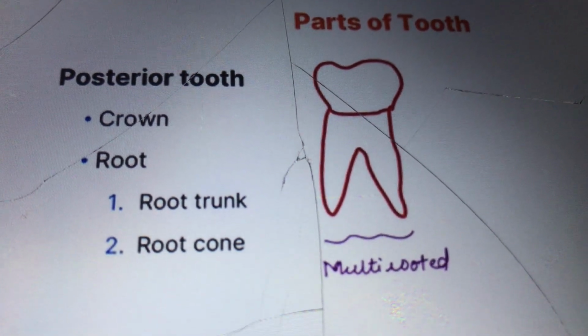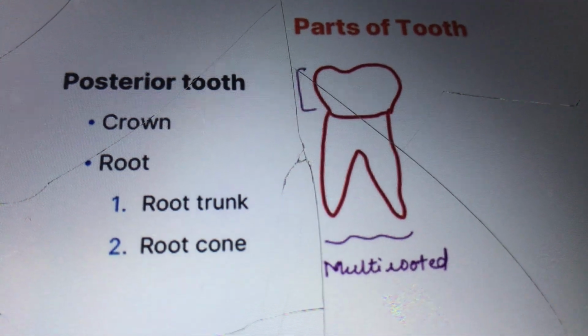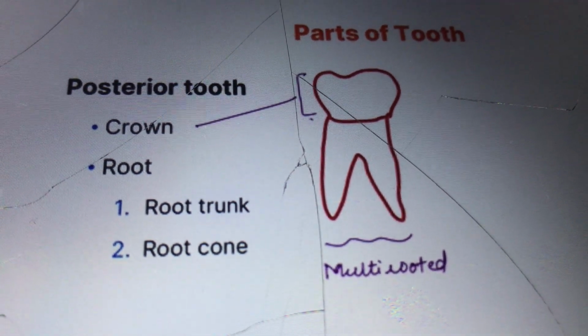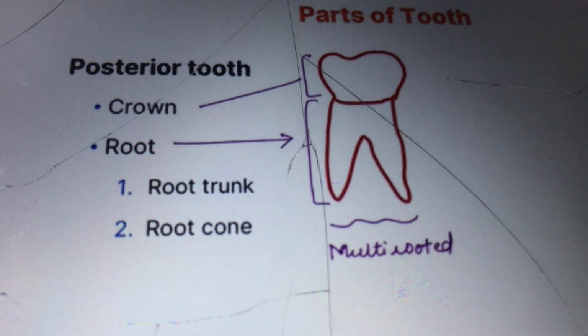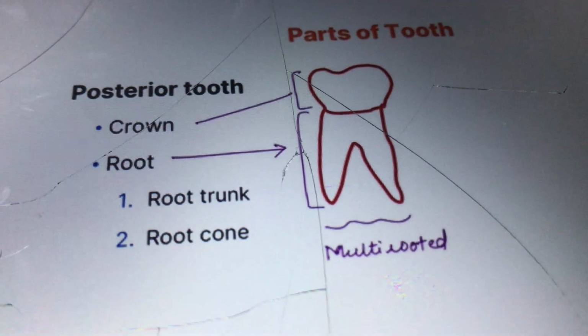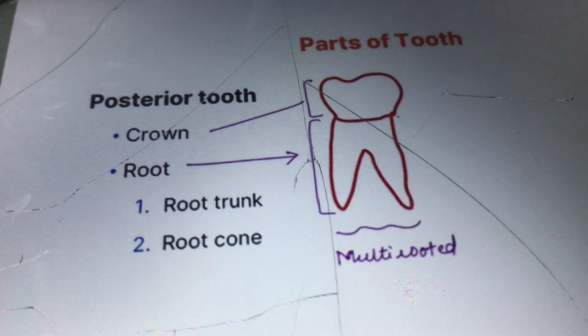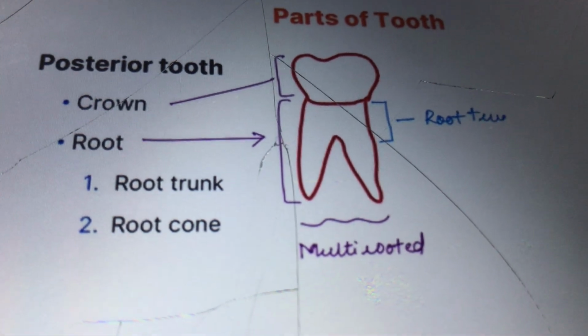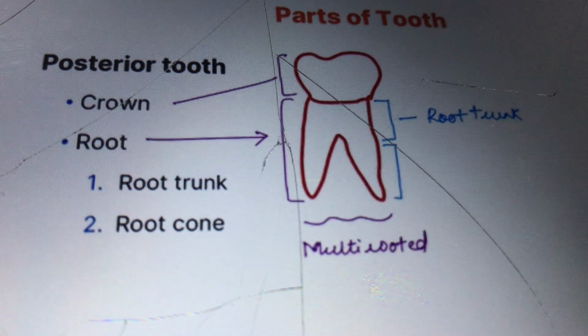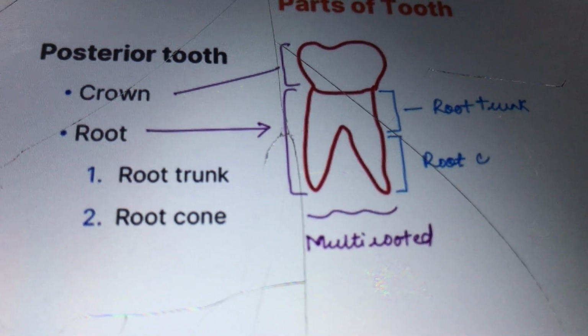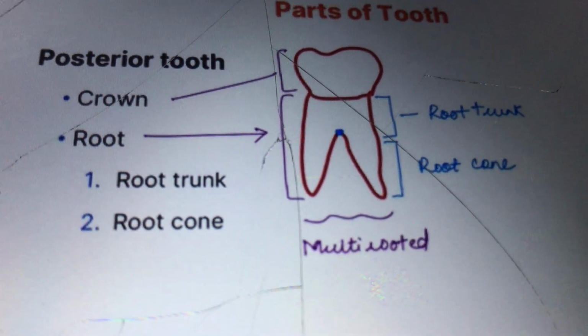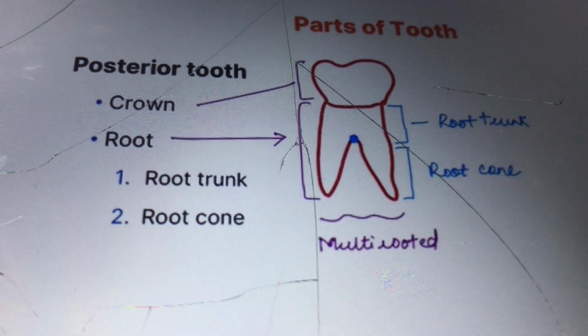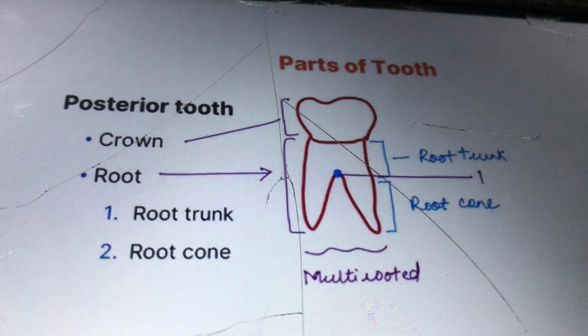So here you can divide your tooth again into crown, and then this entire component is your root. Now here further you can divide your root into the root trunk. So this constitutes your root trunk, while this is your root cone. And this point that you're seeing here is what is called your furcation.